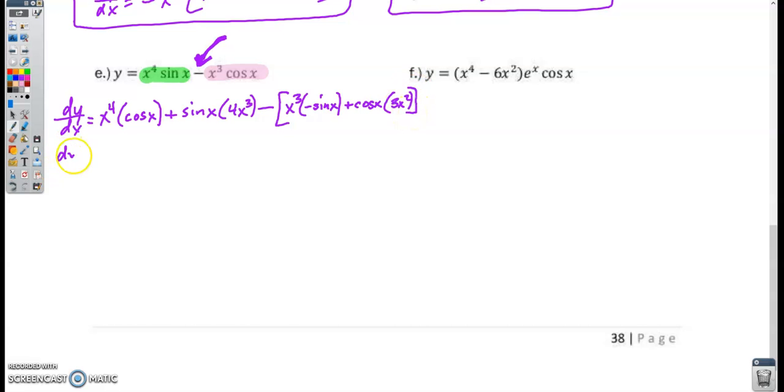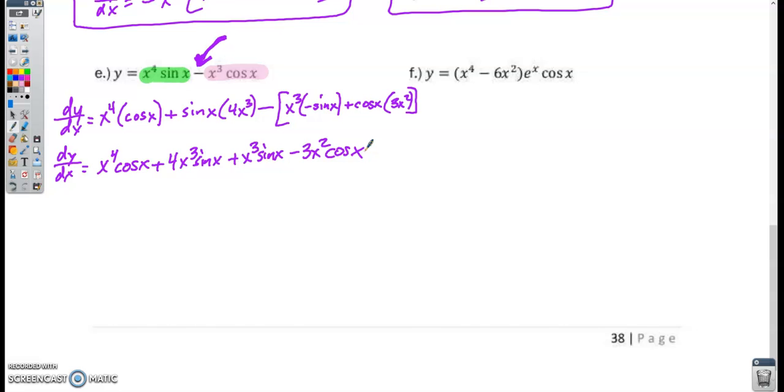Alright, so simplifying here, let's see what we got. We've got x to the fourth cosine of x plus 4x to the third sine of x plus x to the third sine of x minus 3x squared cosine of x.